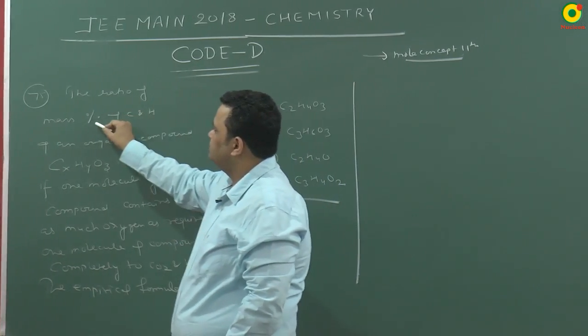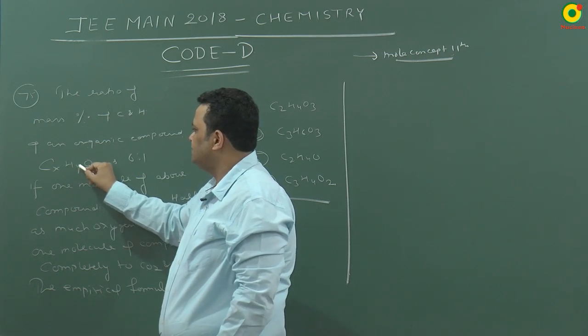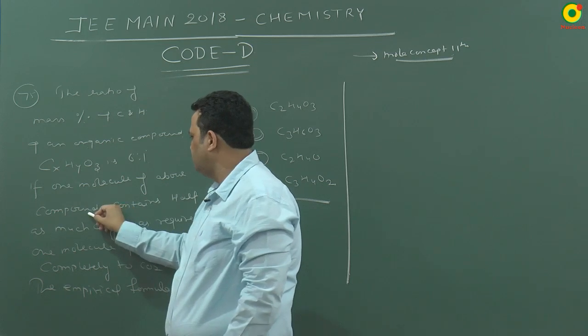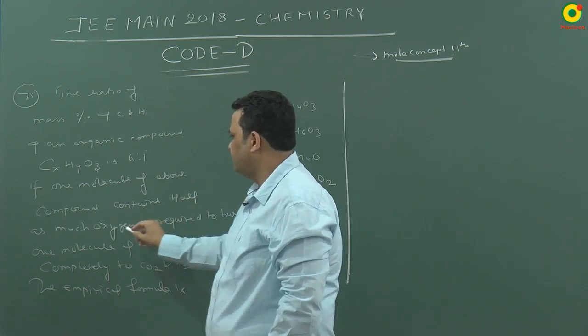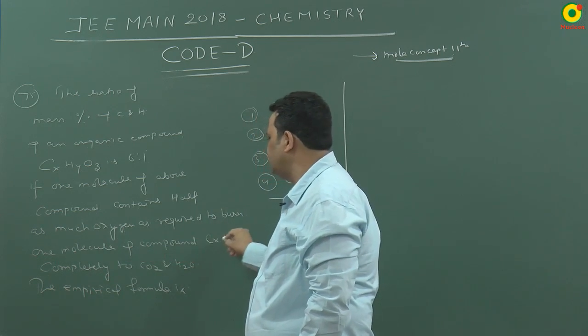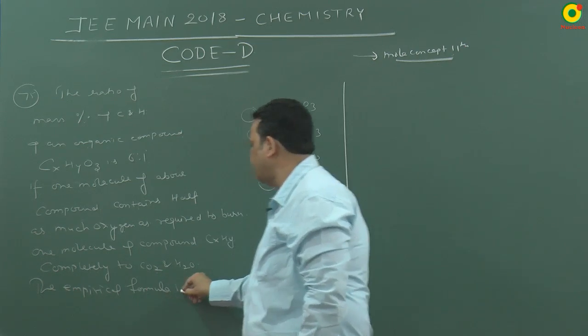The ratio of mass percent of carbon and hydrogen of an organic compound CXHYOZ is 6:1. If one molecule of the above compound contains half as much oxygen as required to burn one molecule of compound CXHY completely to CO2 and H2O, the empirical formula is.